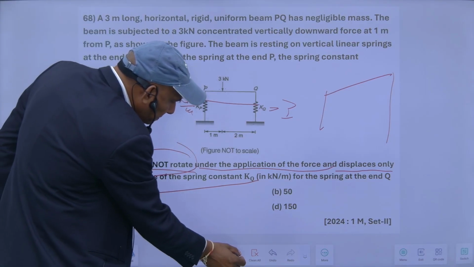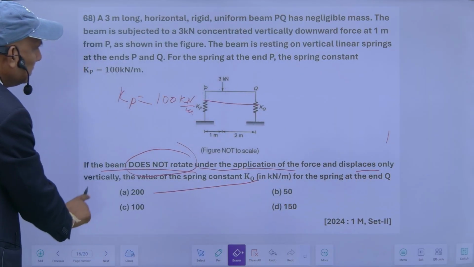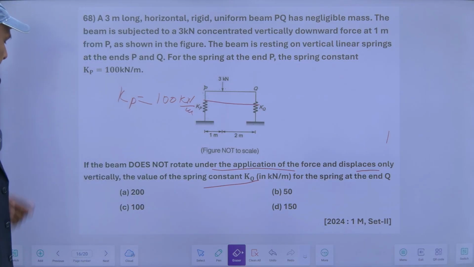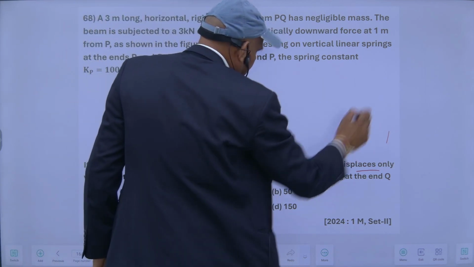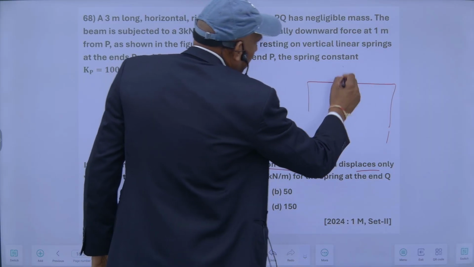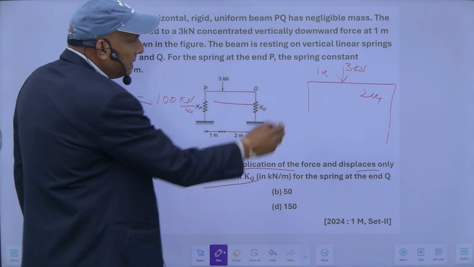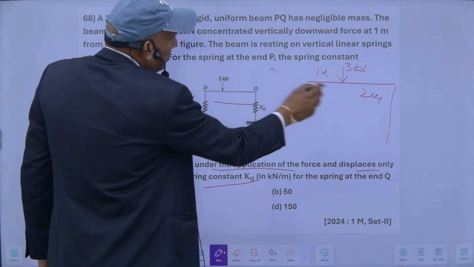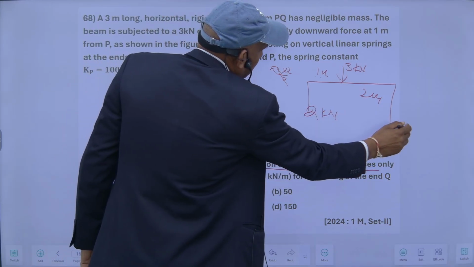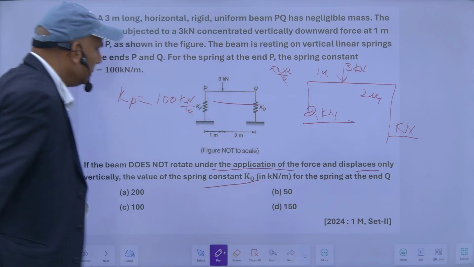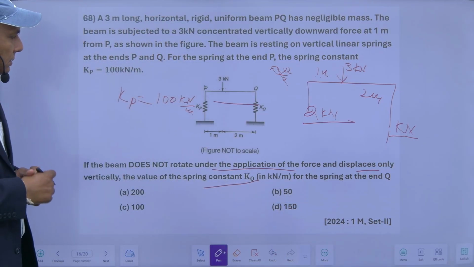So we can find it. First of all, I have to find the forces here. You can treat it as a simply supported beam. So this is 3 kilonewton, this is 1 meter, this is 2 meter. So obviously the force this way will be 3 into 2 by 3. So this will be 2 kilonewton reaction here, and this is 1 kilonewton.